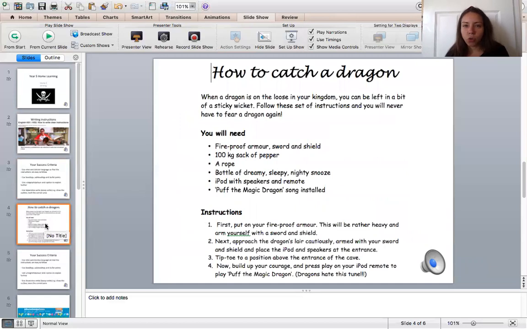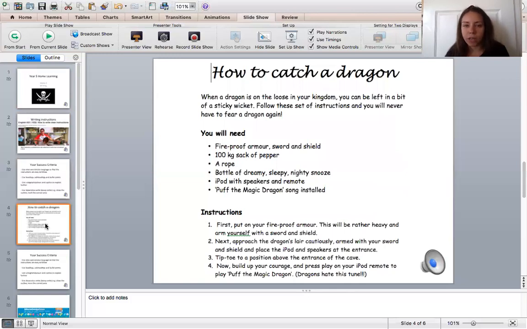So I'm just going to talk to you about an example of an instruction text. I'm going to talk you through some of the key features. So on your screen, you should be able to see this instruction text that I'm looking at now about how to catch a dragon. And I know straight away this instruction text is about catching a dragon because there's a title right at the top of the instruction text which tells me what it's about.